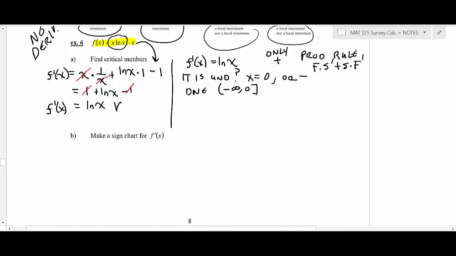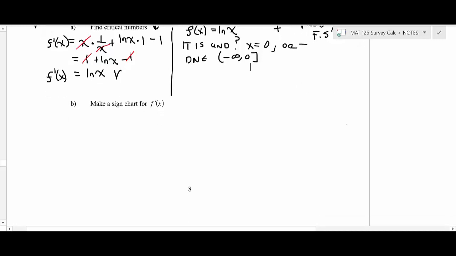So when we do the sign chart, we're only going to think about what goes on for positive numbers. I'm going to go ahead and go down and just show you that. What we're going to end up having in our sign chart is we're going to locate 0, and there we don't have a derivative.